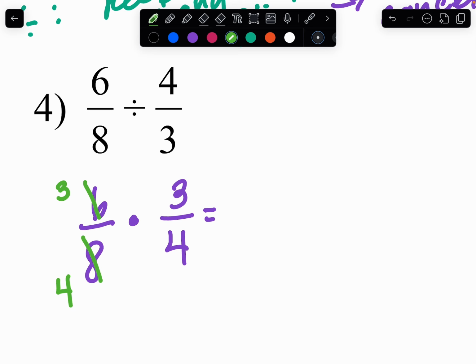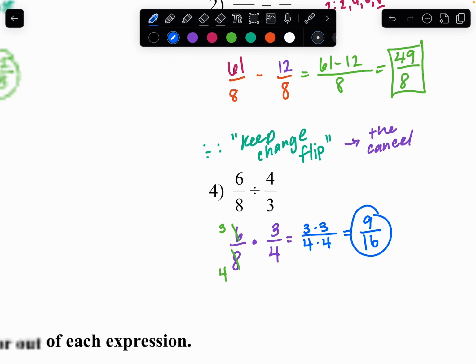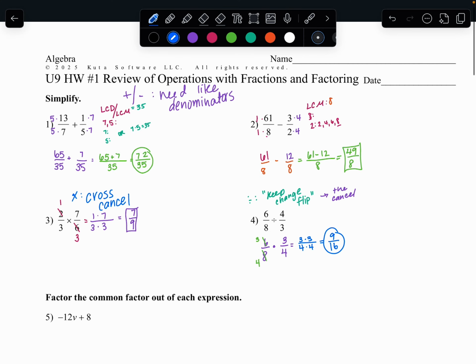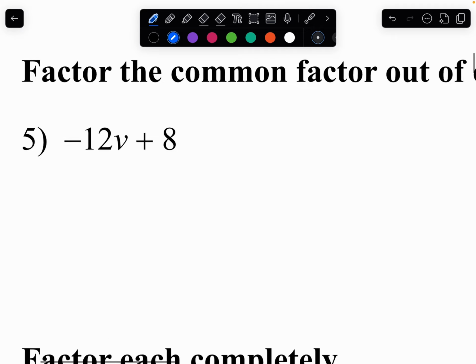And then from here, we look to see if we can cross cancel on the diagonals. We can't, so we're going to multiply across. So we are left with 3 times 3 over 4 times 4. You can kind of skip this step because you should be able to do this in your head. And so we get 9/16. And so that is your operations with your fractions. You're going to do a little bit of practice on the next page on your own. Our next 4 problems we're going to do together are just review on factoring.